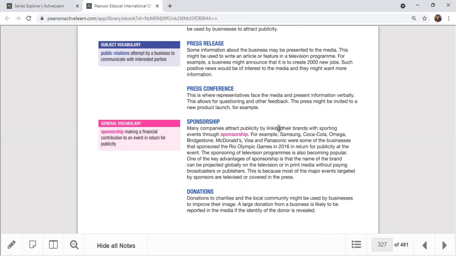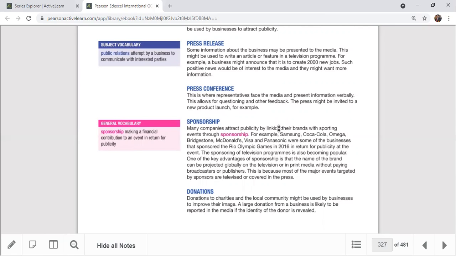For example, a business might announce that it has created about 2,000 new jobs. Such positive news would be of interest to the media, and they might want more information like that. A lot of governments do many press releases regarding their projects.